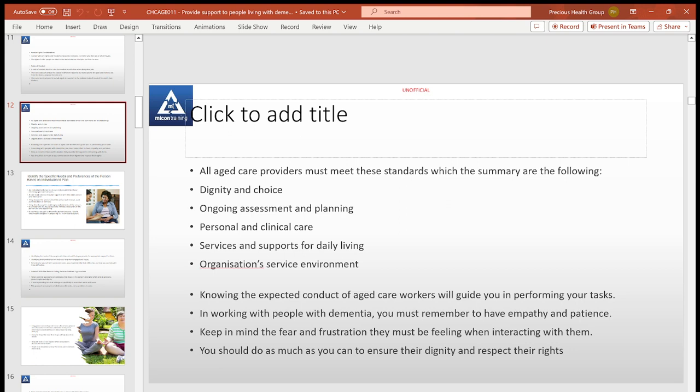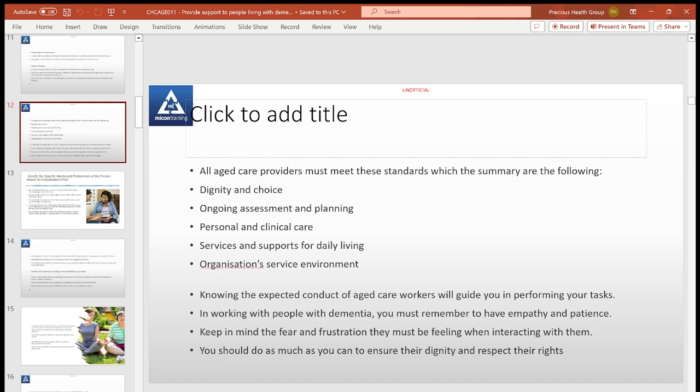That is the way that we are going to be working in that environment. We care workers, support workers, what are the qualifications or experience that is required of us to be able to really support these people living with dementia. And lastly, the organization's service environment. The organization's environment is expected and must be safe at all times for people living with dementia. Knowing the expected conduct of an aged care worker will guide you in performing your own tasks.